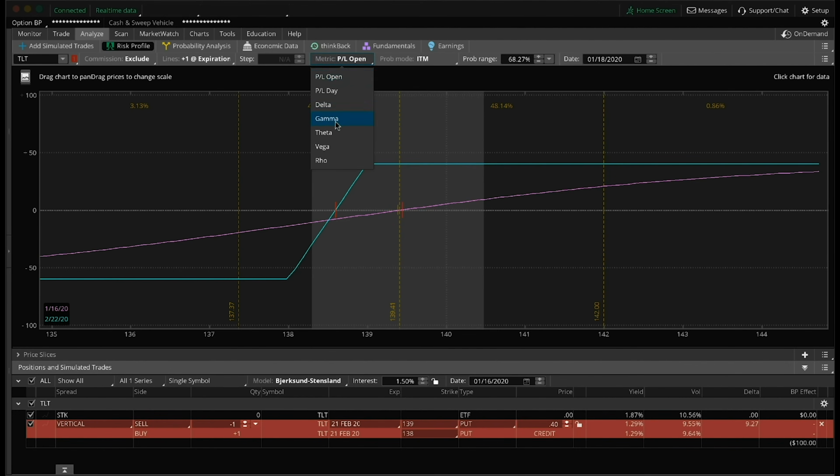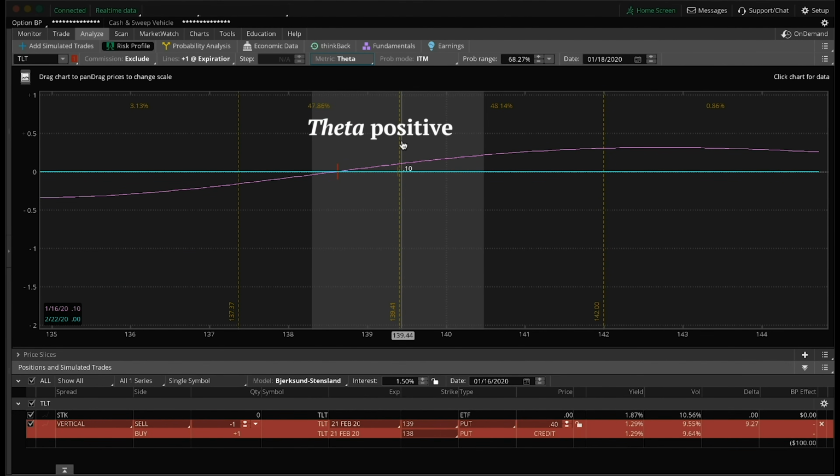The next Greek is theta. And here you can see it is a theta positive trade. Now it's not much, but this will add up every single day. So as each day passes, we're going to be collecting a little bit of money. And you can see that again in this picture.